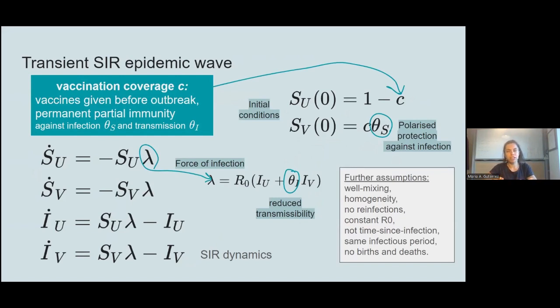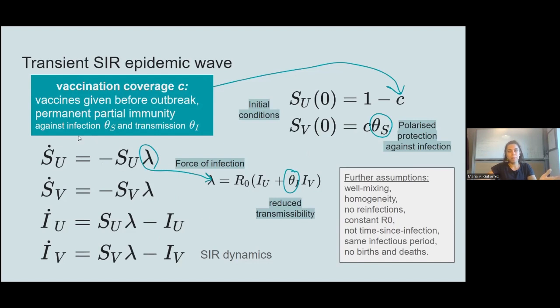Obviously this is not entirely realistic, but you might think of this as: we've given some vaccines, and then we have a new epidemic wave coming with a new variant. How does the vaccination coverage, the amount of people that we vaccinated before the wave, affect the evolutionary potential in the new epidemic wave that we're getting? And we do that with this model. The important parameter here is C, which is the vaccination coverage.